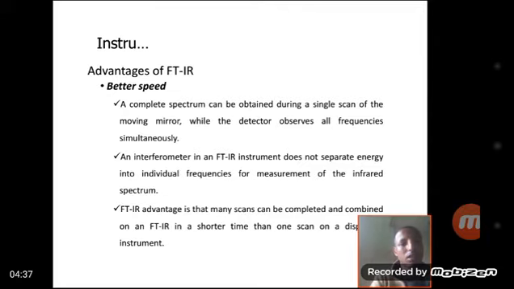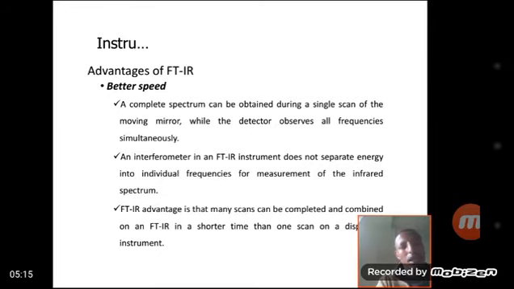They have better speed. A complete spectrum can be obtained during a single scan of the moving mirror, while the detector observes all frequencies simultaneously. A wide variety of frequencies pass through this mirror, and a complete spectrum can be obtained in a single scan of different wavelengths or frequencies. An interferometer in an FTIR instrument does not separate energy into individual frequencies for measurement of the infrared spectrum.